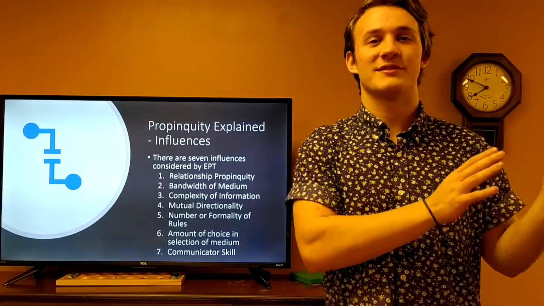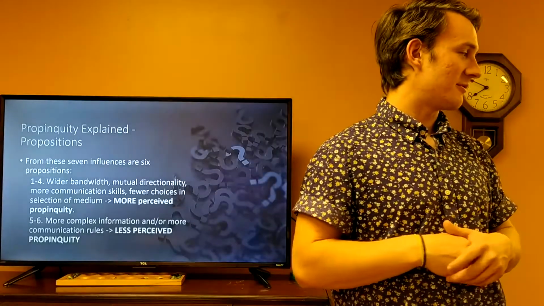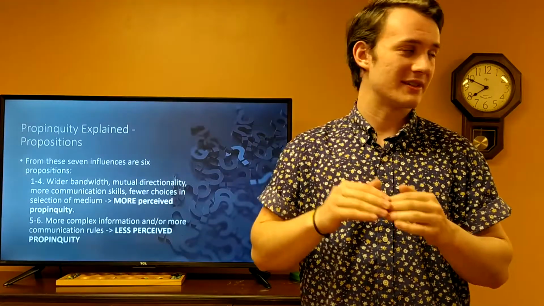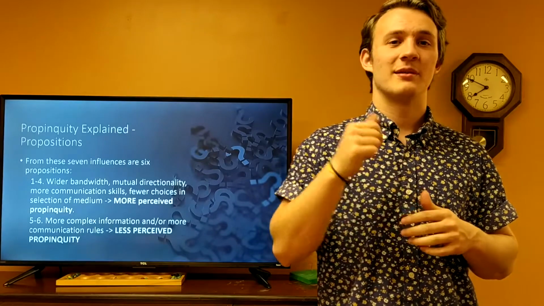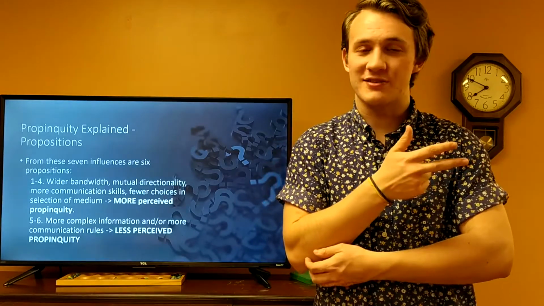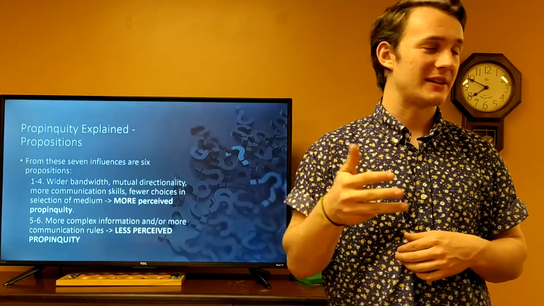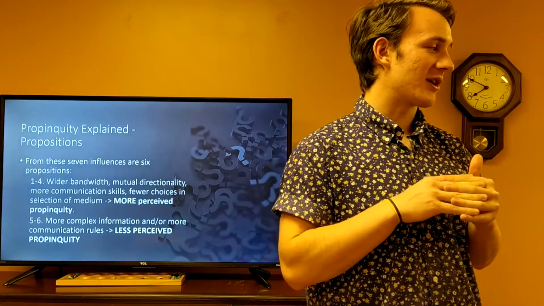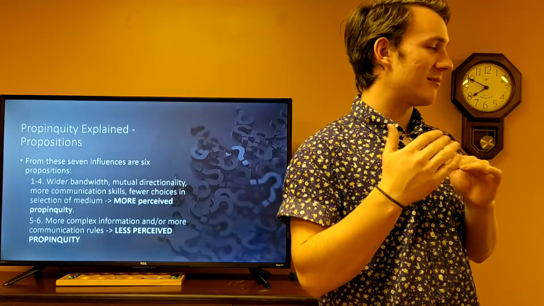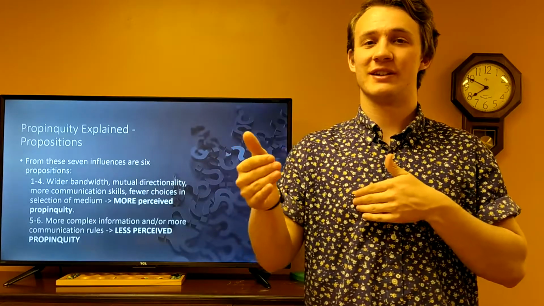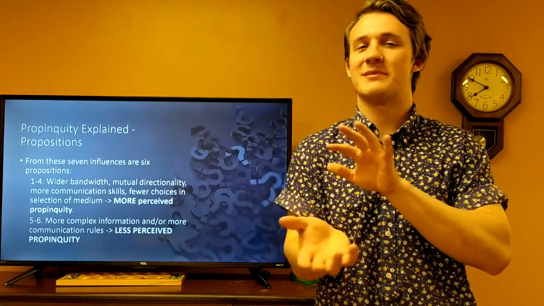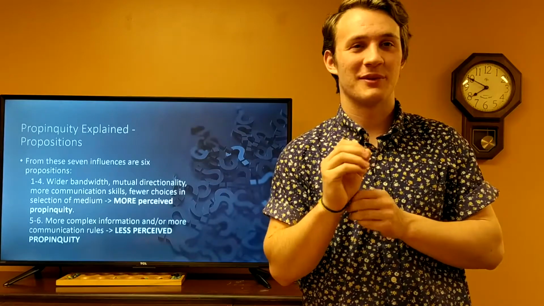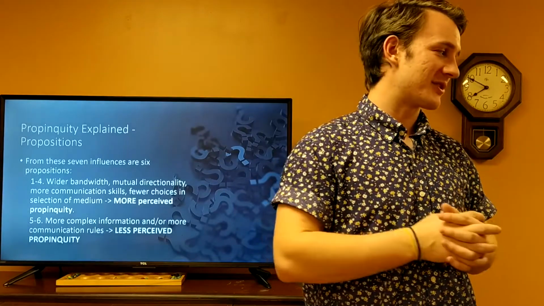And so let's talk about the propositions that come from these influences. The first 4 are all something that increase the perceived or felt propinquity or closeness. And those are a wider bandwidth, more mutual directionality, more communication skills, and fewer choices in selection of medium. And then there are 2 that actually decrease the perceived propinquity, and those are more complex information and or more communication rules, which will actually lead to a more distant feeling or less closeness. Of course, all of these can be inverted, as in a narrower bandwidth is going to lead to less propinquity, so they go vice versa.